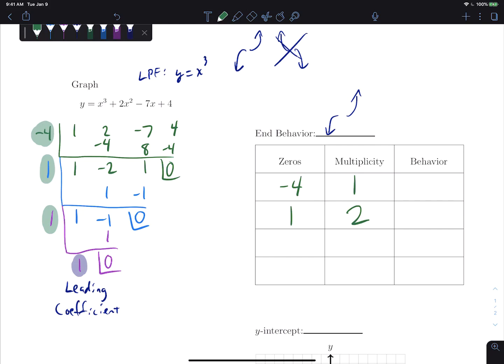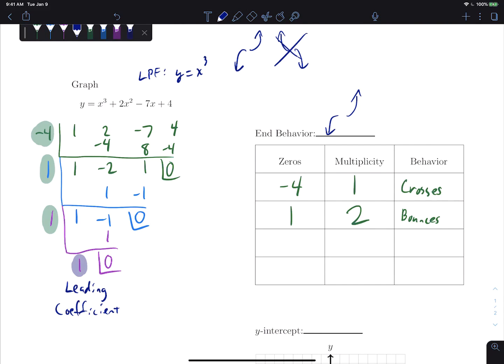Fantastic. And the behavior of this function at each of the zeros, well, first of all, there's a multiplicity of 1, therefore it crosses at the -4. Multiplicity of 2 means that it bounces at the 1.